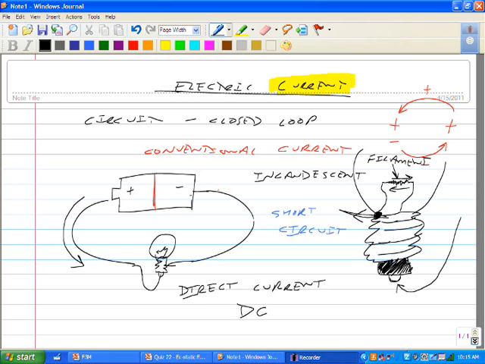And direct current means it always flows the same direction, which is from the positive terminal to the negative terminal. We're getting there. All right?